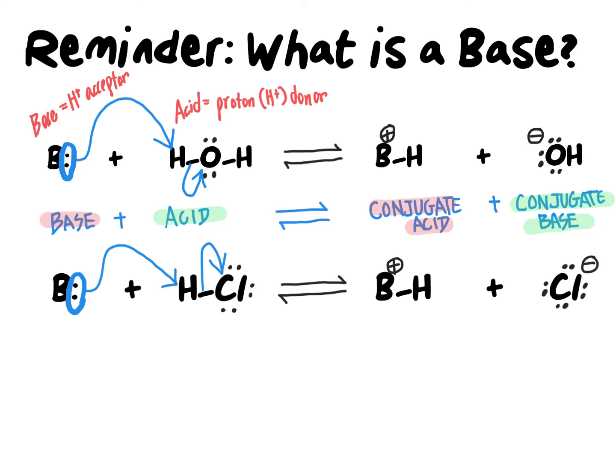As a consequence of that, we break the bond between H and Cl. The electrons from that covalent bond go onto the chlorine, so chlorine has now picked up an extra lone pair of electrons. That confers a negative formal charge on the chlorine.